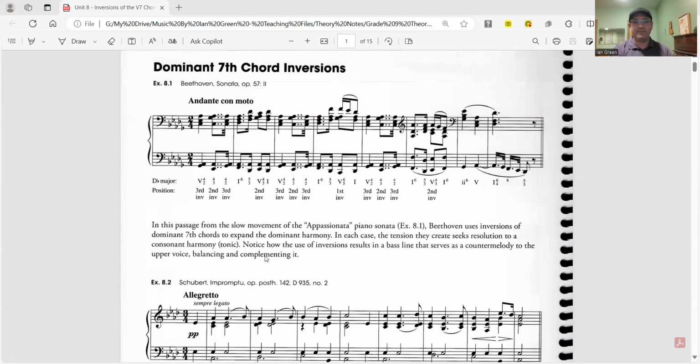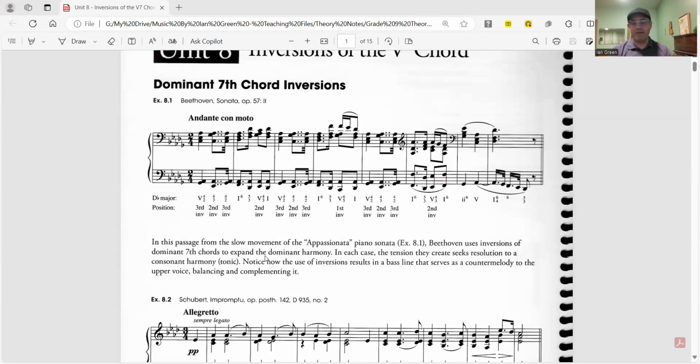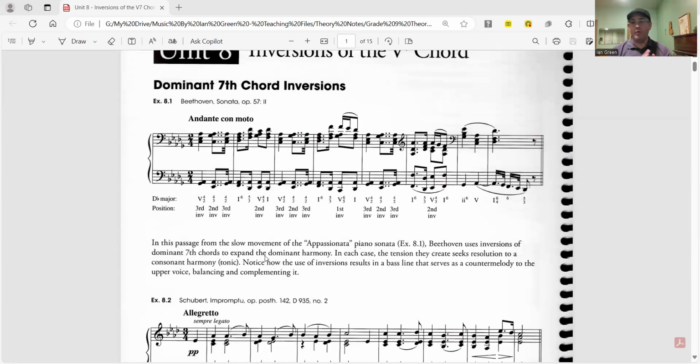Now, when we think about the inversions of a dominant seventh chord, we want to think about the root of the chord being the fifth note of the particular scale that you're in. So let's say we're in the scale of C major, then the fifth note of that scale would be G. And so the root of the dominant seventh chord is G.